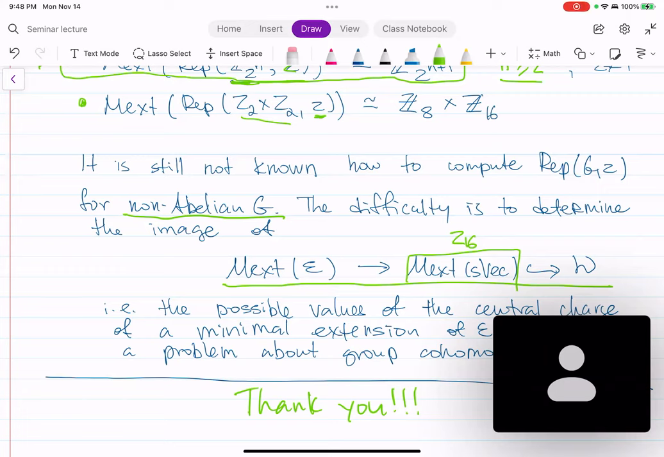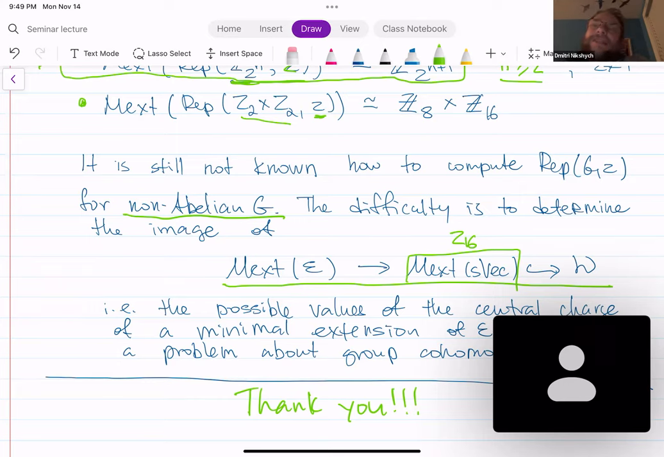So you're saying that for non-abelian G, the main difficulty is really a problem of group cohomology. I think so, yes. Can you express this modular extension group in terms of a cohomology group?